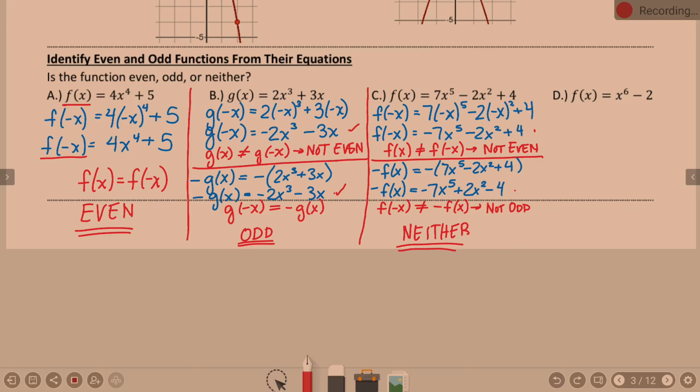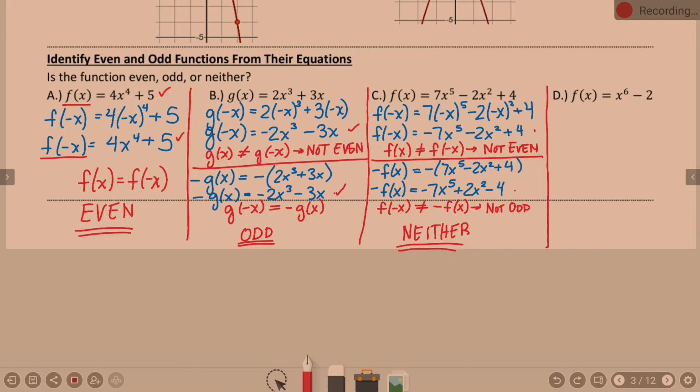So, even, your original equals f of negative x. Odd, the g of negative x equaled negative g of x. Neither, both of those failed. And I'm giving you one more to practice on. You've seen one of each, right? You know my teaching style. I'm going to show you an example of each if possible.